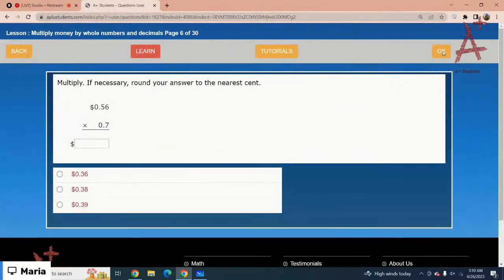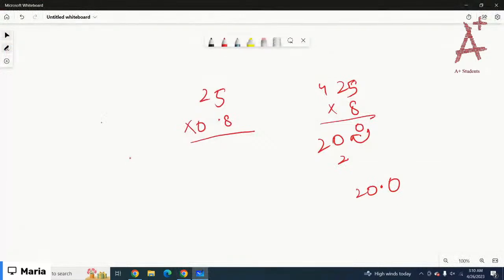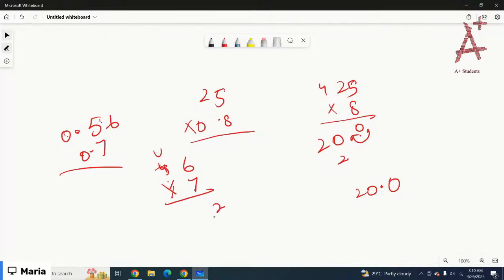Okay, the next one is 0.56 times 0.7. So let's multiply without the decimal. It would be then 56 times 7. Okay, 7 times 6 is 42, 2 and 4 carry. 7 times 5 is 35 and 4 is 39. So it would be 392.